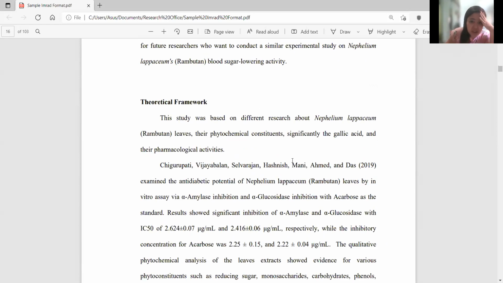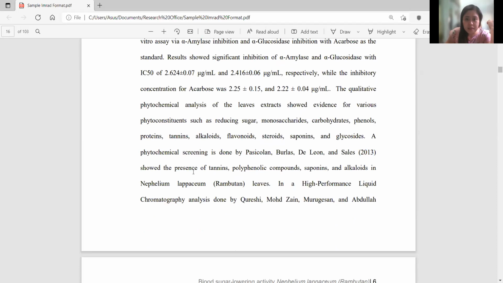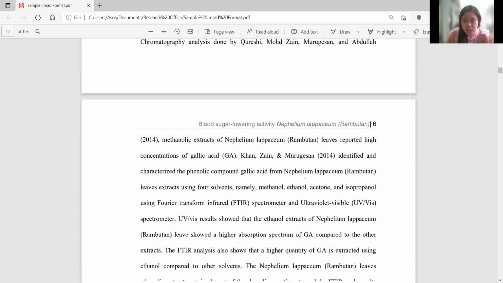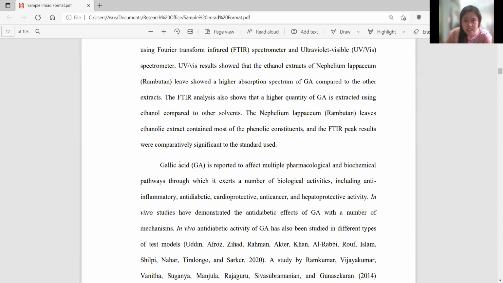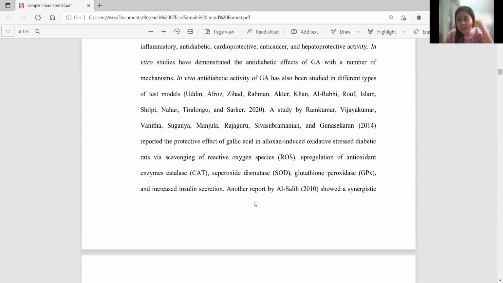If we read their theoretical framework, there are actually studies stated there that rambutan has these phytochemicals. And the phytochemicals they mentioned here, according to studies, like gallic acid, have activity for blood glucose lowering. So it is not necessarily a theory or model, as long as it can explain why you considered that kind of material in your study, you can put it in the theoretical framework.